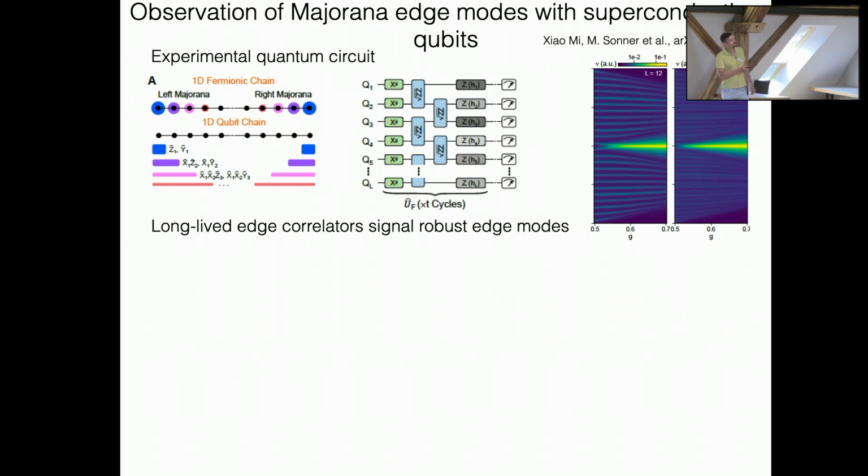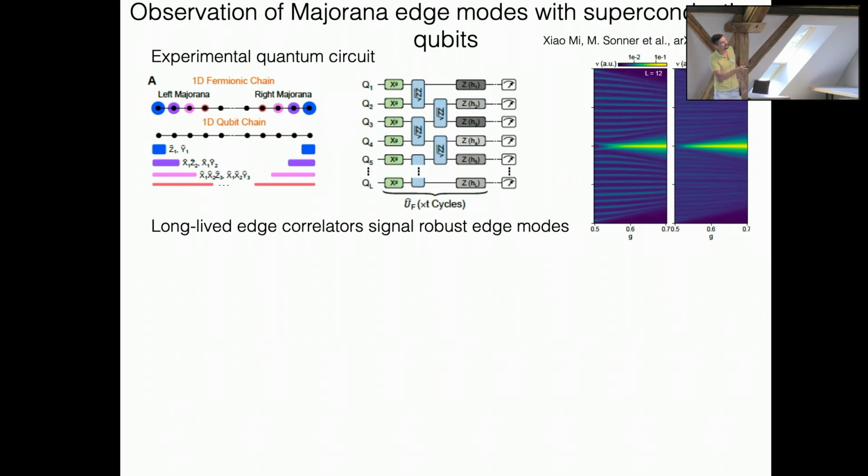So here we essentially were realizing this same Floquet circuit, applying a series of X rotations and then ZZ interactions between pairs of qubits, and then applying Z rotations. And so our goal was essentially to image the edge modes and then see how they respond to various sources of noise. And so you can do various nice things here.